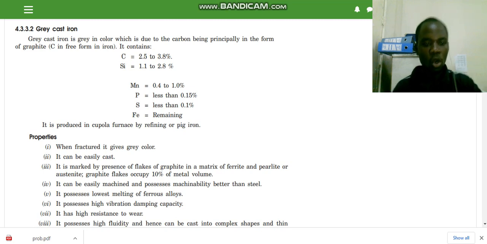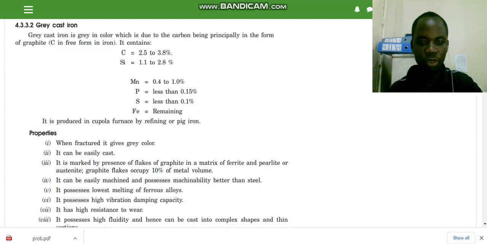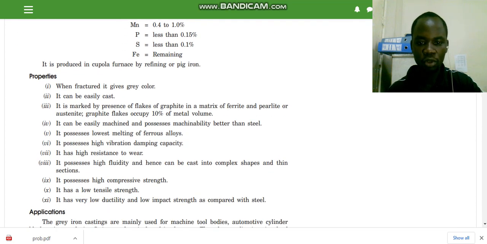It possesses the lowest melting point of the ferrous alloys. It possesses high vibration damping capacity, so we can use it as a damping material. It has high resistance to wear. It possesses high fluidity and hence can be cast into complex shapes and thin sections. It possesses high compressive strength. It has a low tensile strength. It has very low ductility and low impact strength as compared with steel.